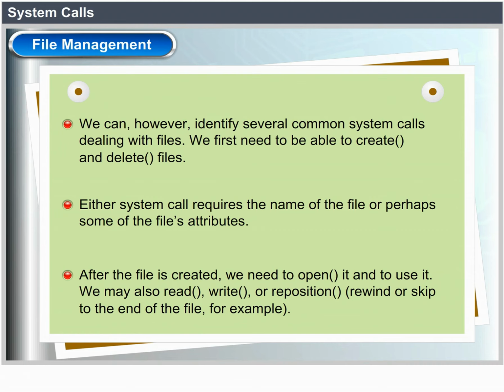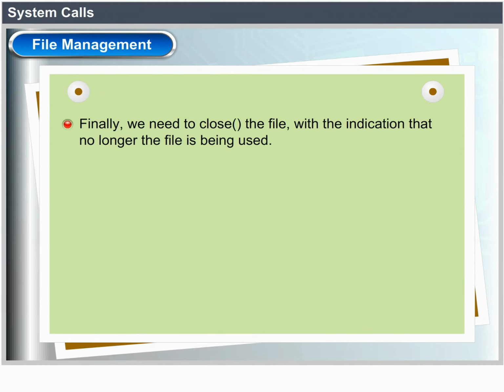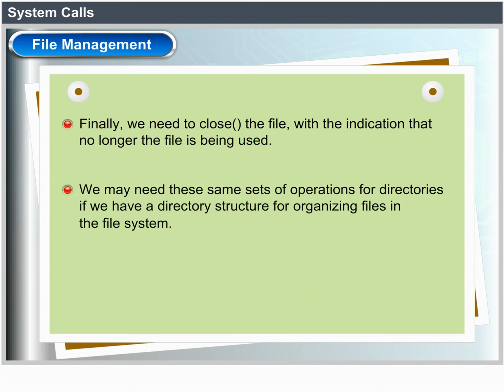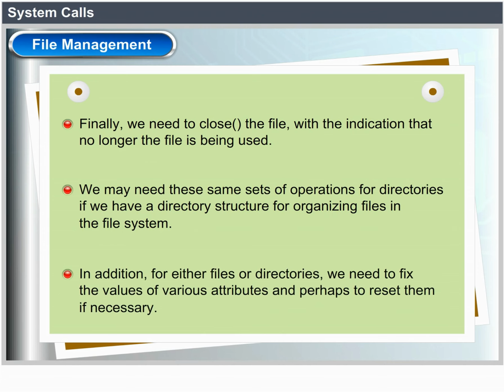Finally, we need to close() the file, indicating that we are no longer using it. We may need these same sets of operations for directories if we have a directory structure for organizing files in the file system. In addition, for either files or directories, we need to be able to determine the values of various attributes and perhaps to reset them if necessary.